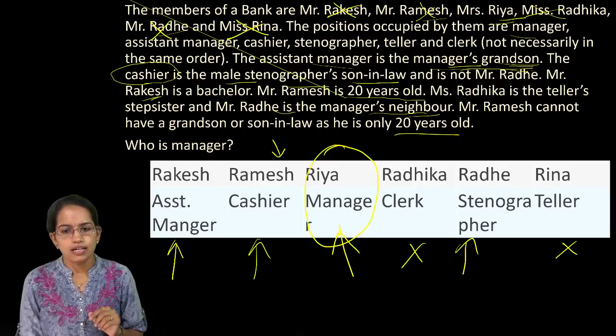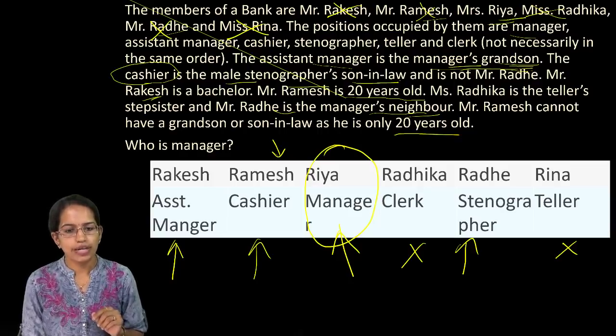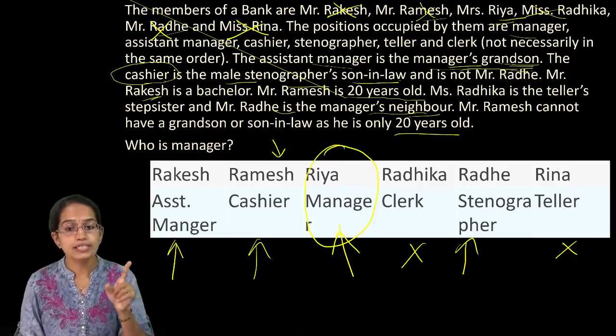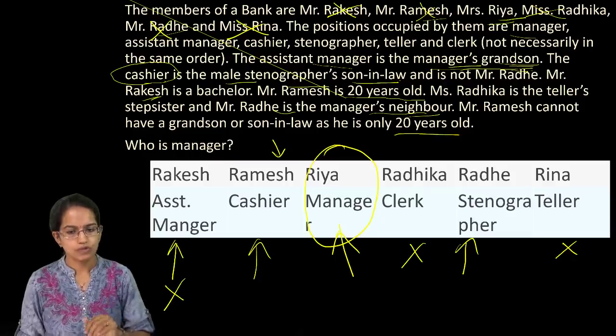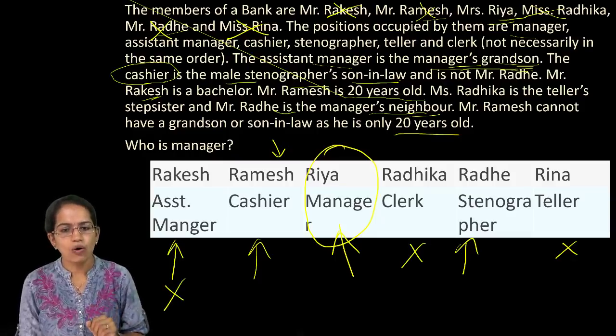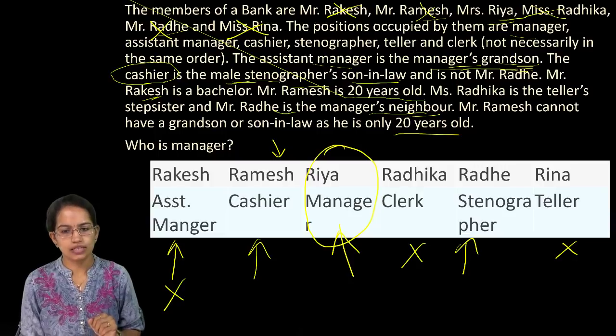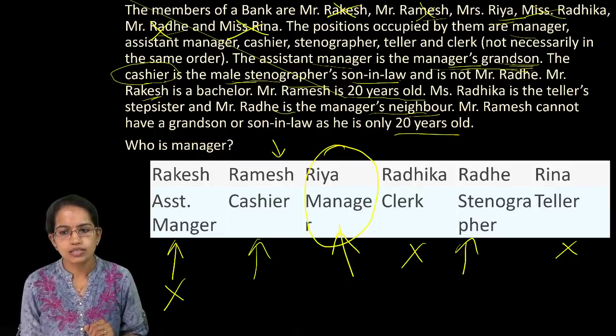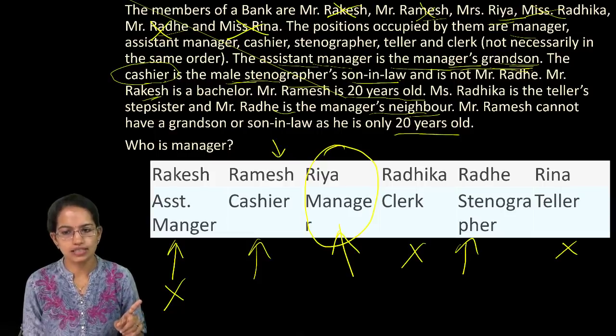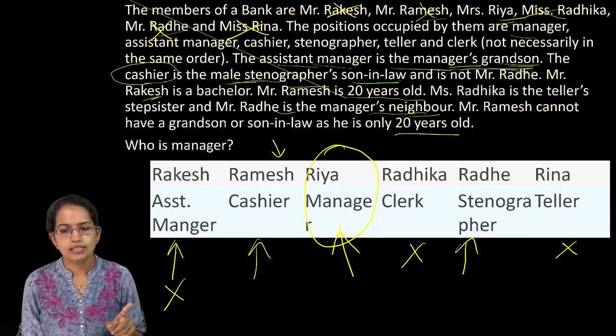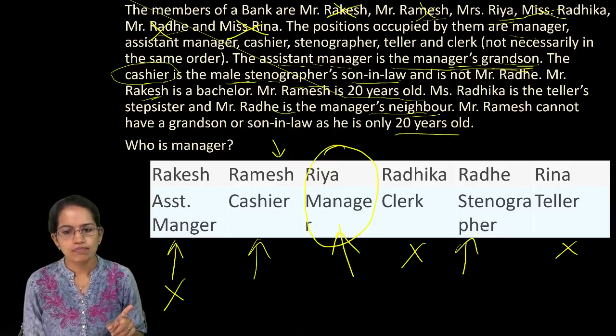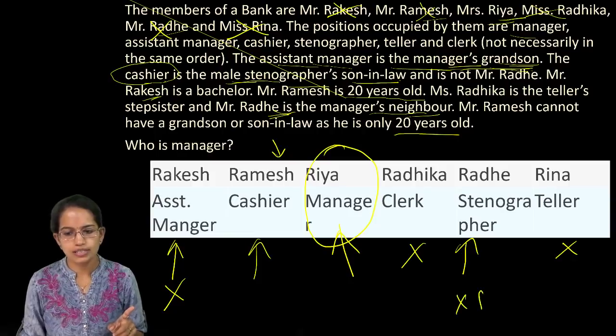These two are female, so I remove those. Okay. Of which cashier is male stenographer's son-in-law. Now, cashier is a male stenographer's son-in-law, so he is not bachelor. So, he cannot be Rakesh. So, I ignore Rakesh here. Now, another important statement is assistant manager is manager's grandson. So assistant manager cannot be Mr. Radhe, who is the neighbor. Okay, so Mr. Radhe cannot be assistant manager.